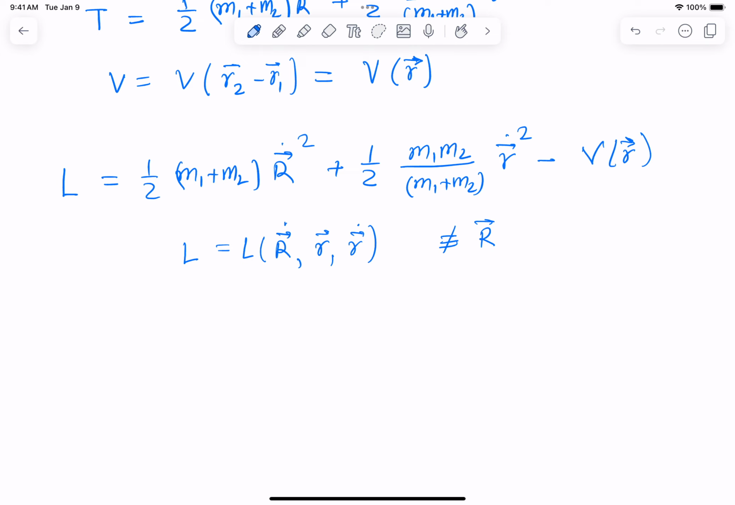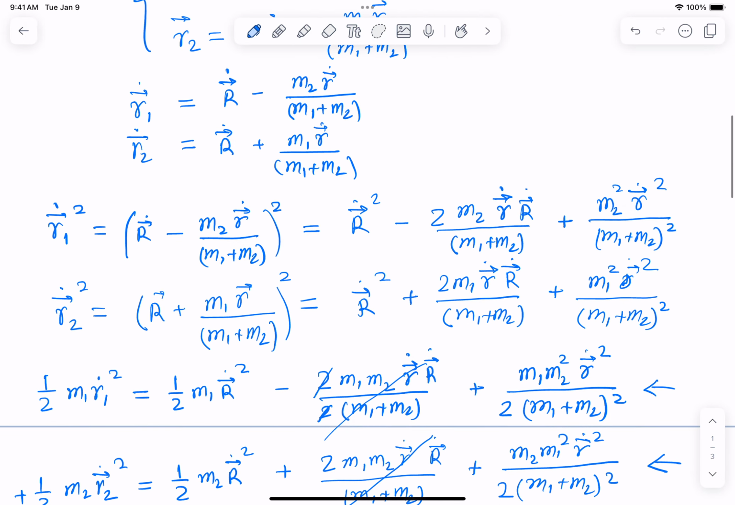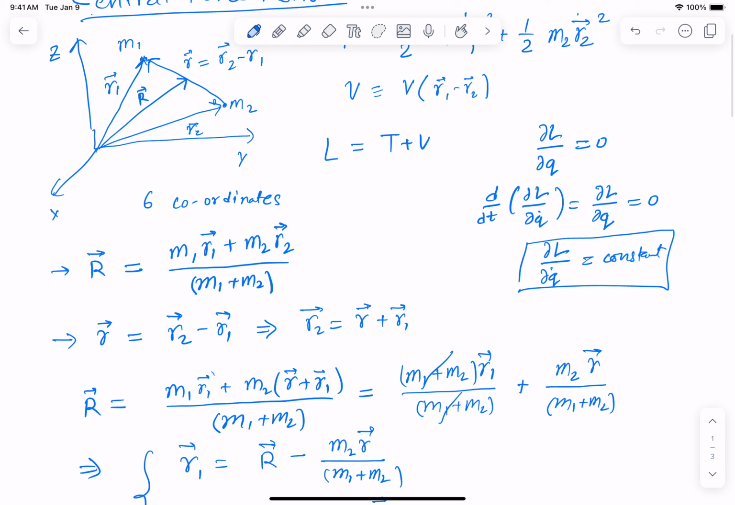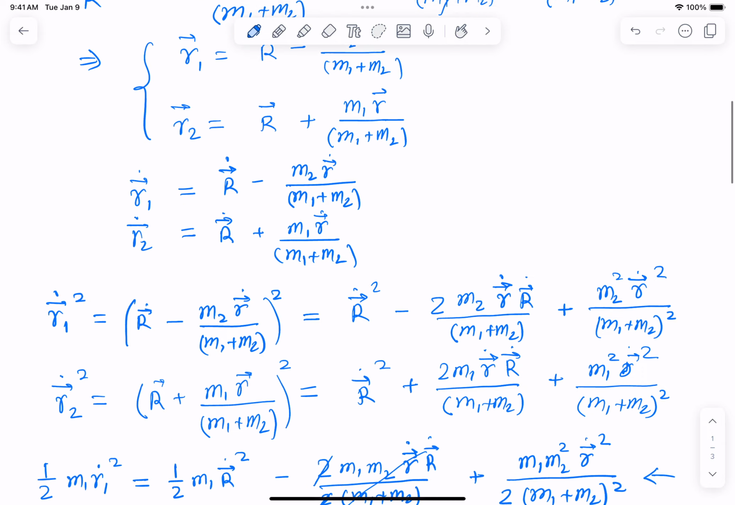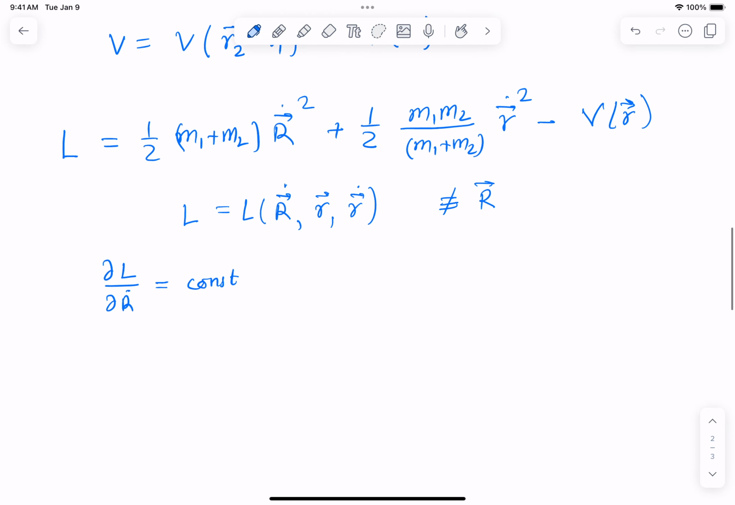and we can write down the equation of motion for R, which will simply be del L by del R dot equals a constant. Okay, remember our Euler-Lagrange formulation, as we discussed earlier, is that if the Lagrangian does not depend on a particular coordinate, then del L by del Q equals 0. So in our Euler-Lagrange equation, d by dt of del L by del Q dot equals del L by del Q, because del L by del Q equals 0, del L by del Q dot is going to be a constant.